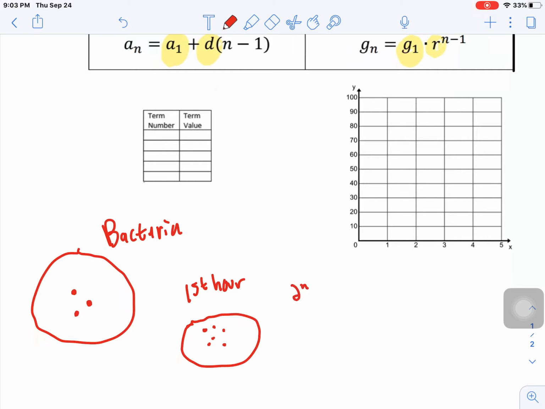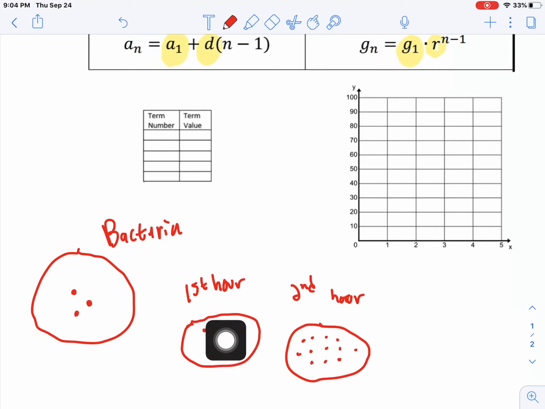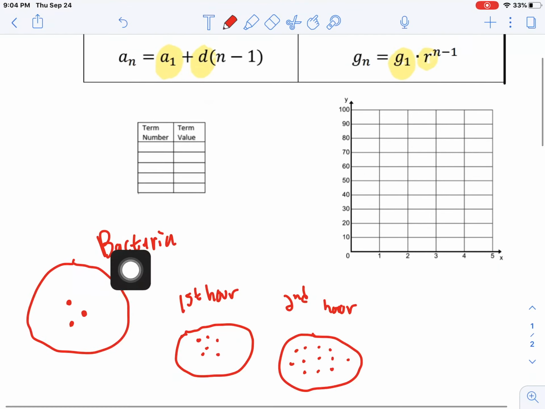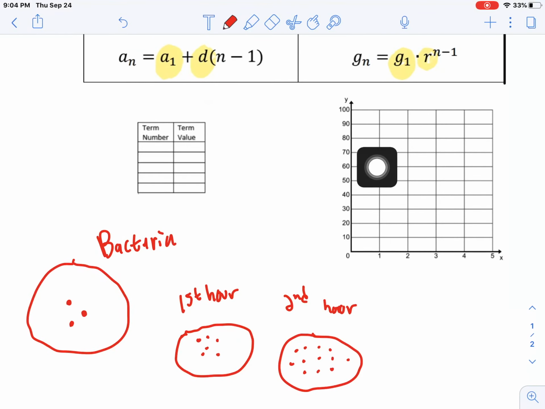And then let's say after the second hour, now we have 12. Alright, so here we have these 12 bacteria, and then after the first hour we had 6, and over here we had 3. And let's take this situation and represent it using a table, then we'll write the formula, and then we'll actually show the graph. Filling out the tables with these sequences is, I think, the easiest one.